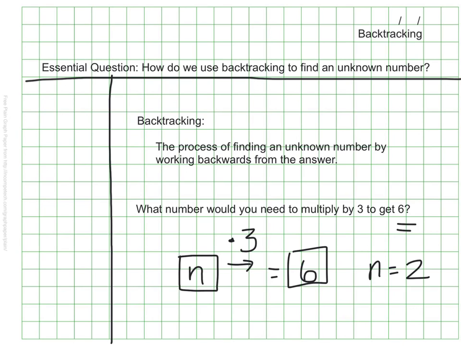This example is a really basic one, right? We probably wouldn't need a fancy strategy to know that our missing number was 2. But I'm going to show you how we can use these series of boxes to help us organize our thinking in what we call backtracking.